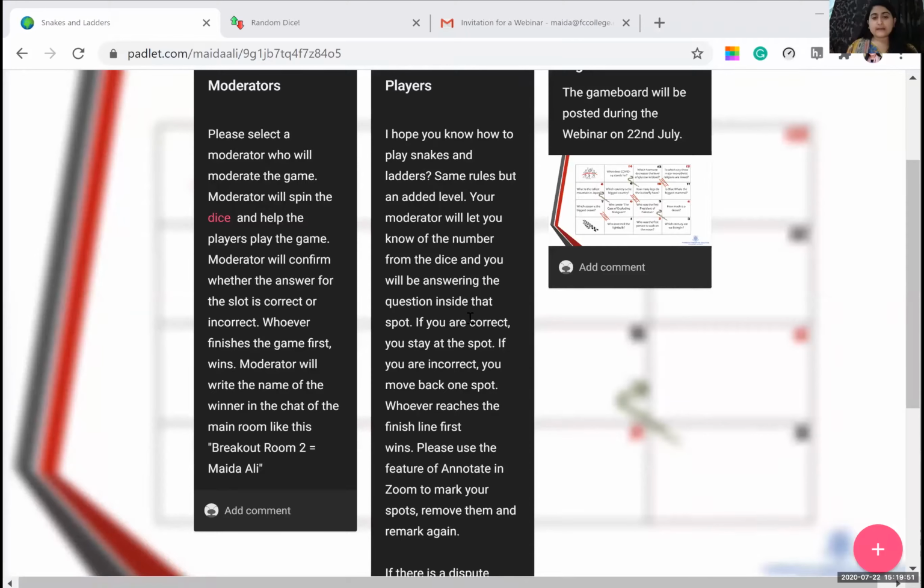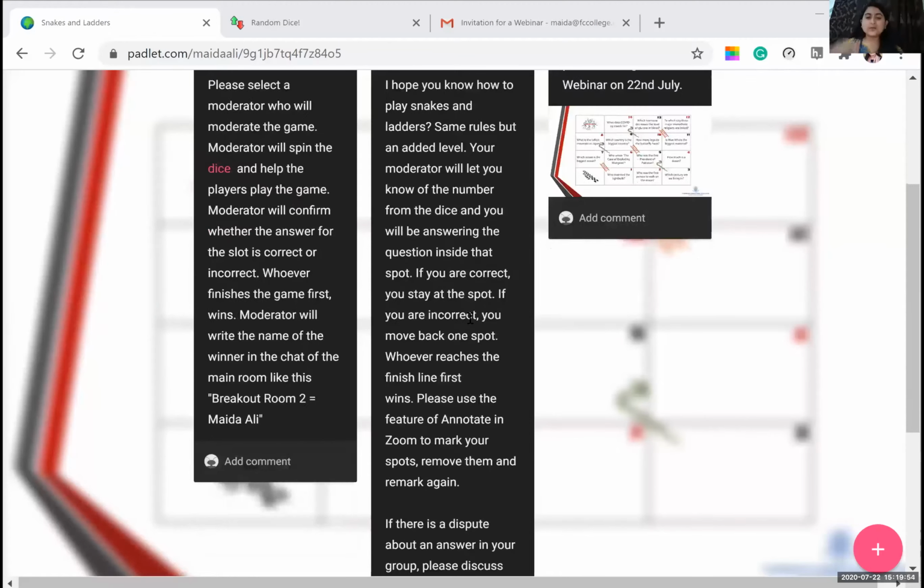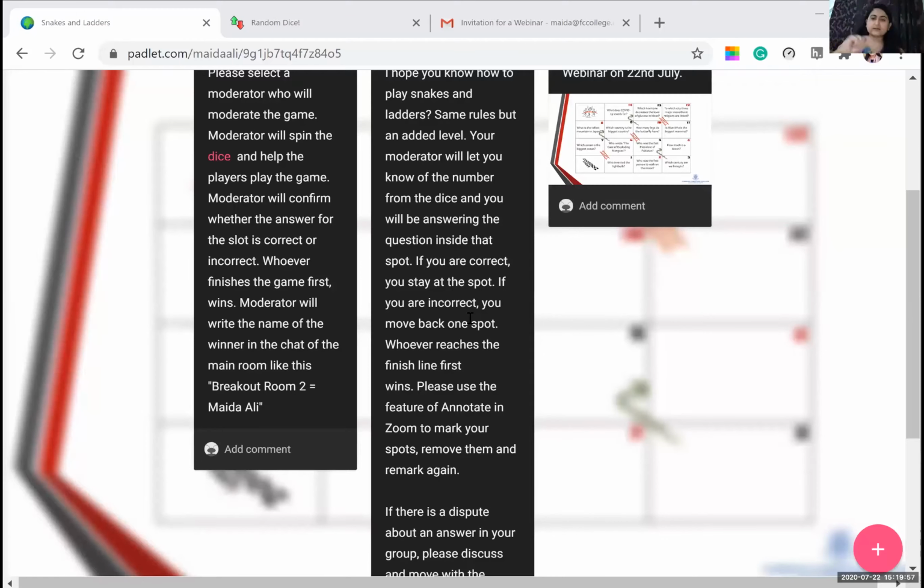And for players, you just have to use annotation, which I mentioned briefly in the beginning, to place your mark. We don't have those small tokens, whatever they are called in English. So you will use annotation, whether you use a star, a heart, a tick, whatever you want, and then keep moving forward. Whoever wins the game needs to write their name in the chat, and then we will celebrate you. Another important thing is that if your question is correct, you stay at your place. If your question is incorrect, you basically move one step back.